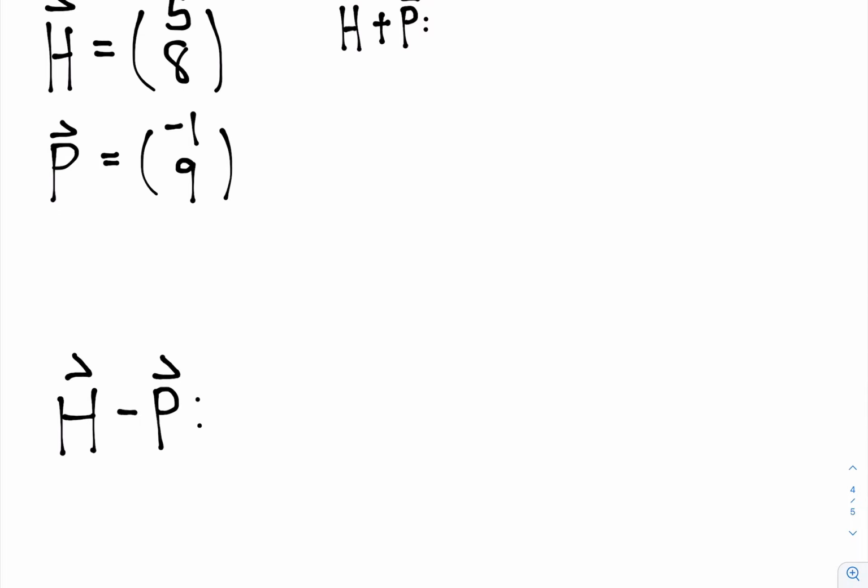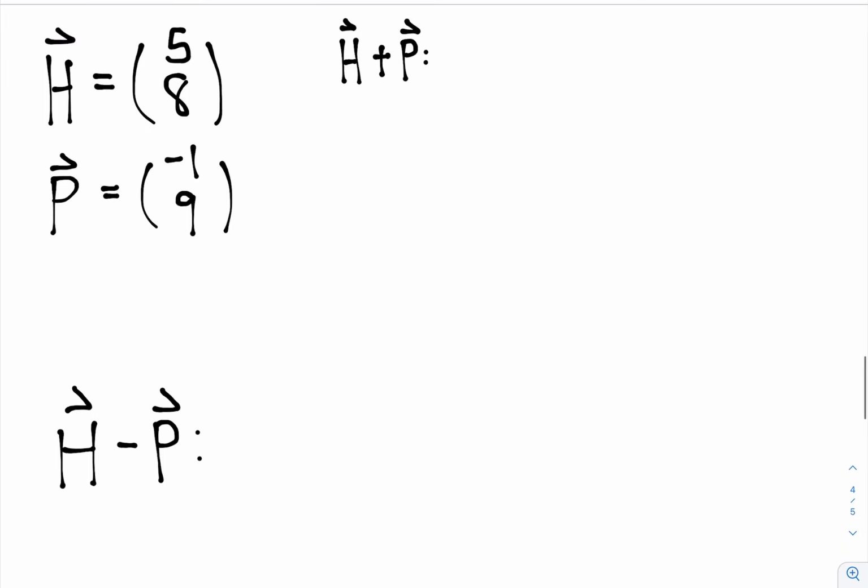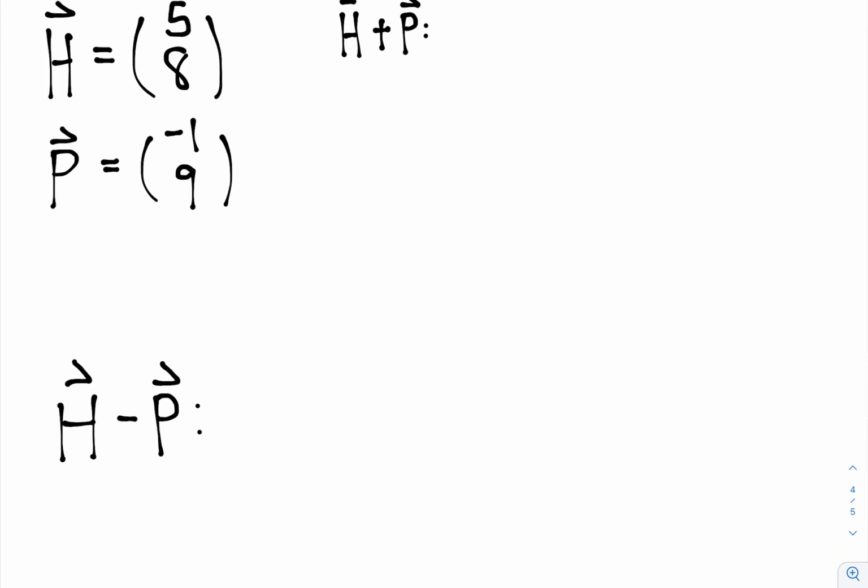Okay, last question here. The vector h has components 5 and 8. P has components -1 and 9. Let's figure out h plus p and h minus p. So one way we could do it is draw out a vector h with a horizontal component of 5 and a vertical component of 8. We could get that resulting vector.